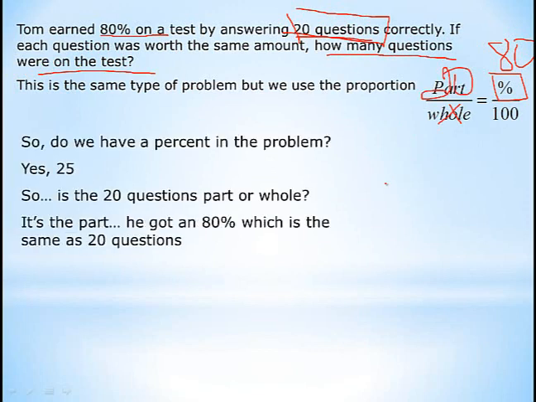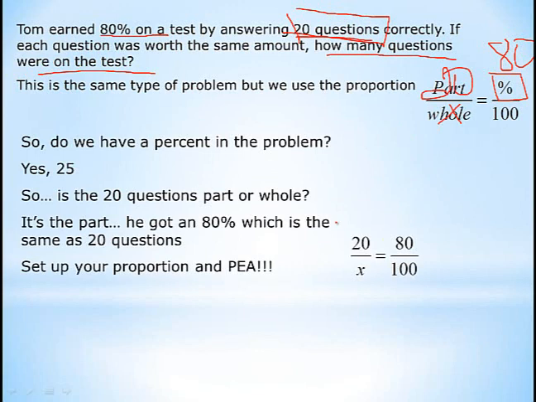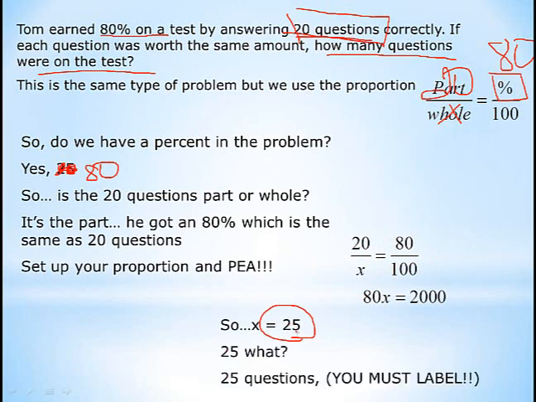So my proportion looks like 20 over x equals 80 over 100. That should have been 80, not 25. Sorry about that. So let's PEA. We got 80x equals 2,000 and x equals 25. So 25 is not my answer. Why? Because I've got to label it. 25 questions is my answer.